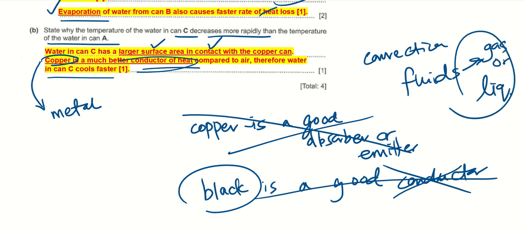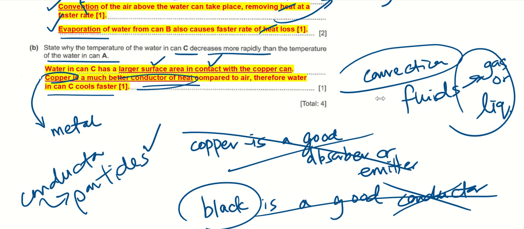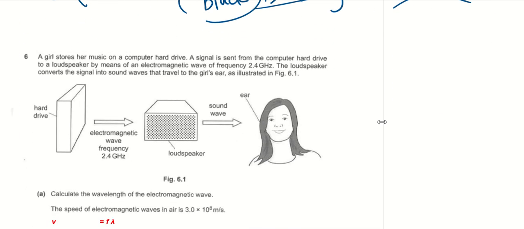Okay, so take note, when we are talking about conduction, we can use particles. We can talk about it. Okay, but for convection, do not talk about particles. Talk about the fluid as a whole, right? The volume of air increases, for example. Do not say the volume of air particles increases, because that is not correct.